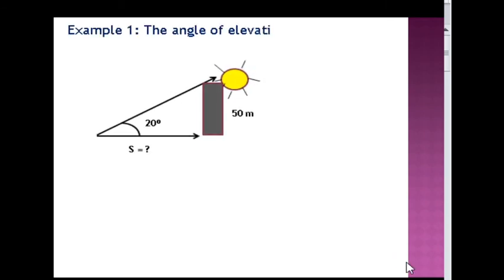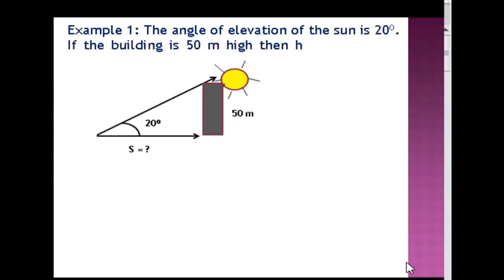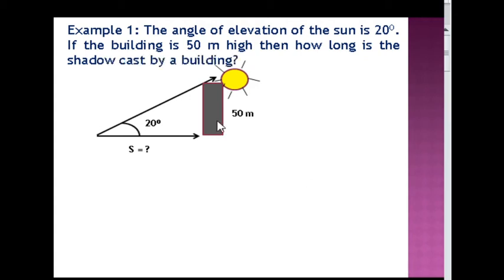Example number 1. The angle of elevation of the sun is 20 degrees. If the building is 50 meters high, then how long is the shadow cast by the building? So as you can see here, the object is the sun, and the angle of elevation is 20 degrees. The height of the building is 50 meters.